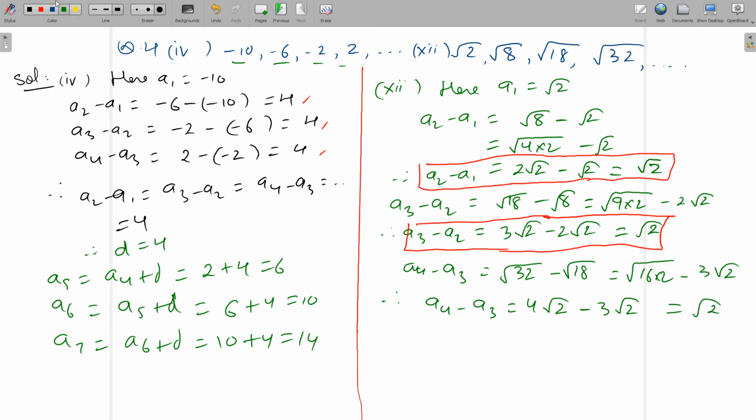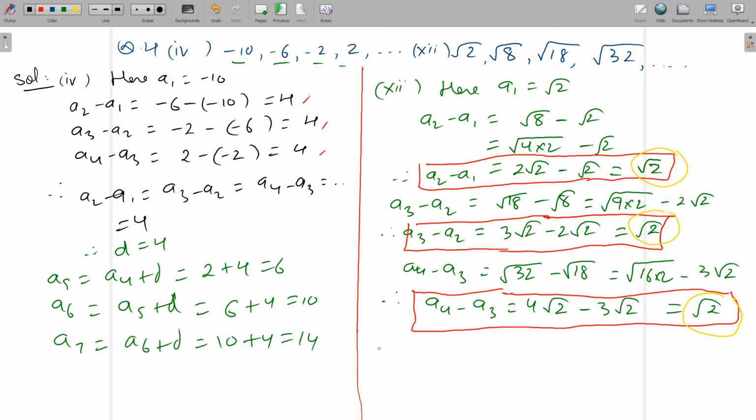So here also we are getting the same difference. That means our difference is common. So that is why what we are getting is a common difference, not just a difference of consecutive terms. Everywhere you can check it out on your own: this is root 2, this is also root 2, and this is also root 2. So everywhere the difference is common.